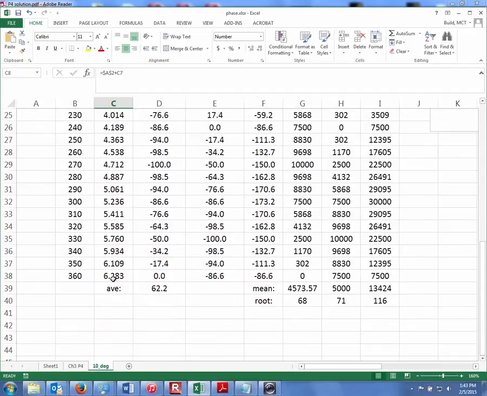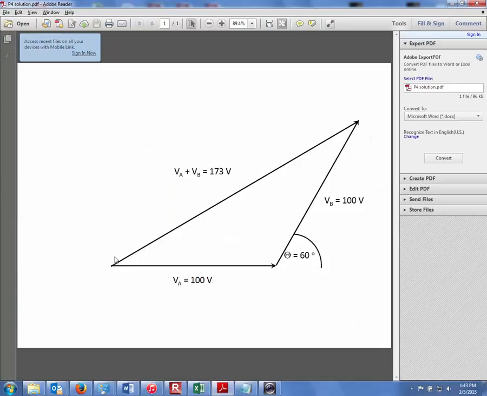Scroll all the way down, and we can see that eventually we get to 2 pi, which is 360 degrees. Okay, so that's the independent variable, just to make the plot. Now, what we want to do is come up with this solution.